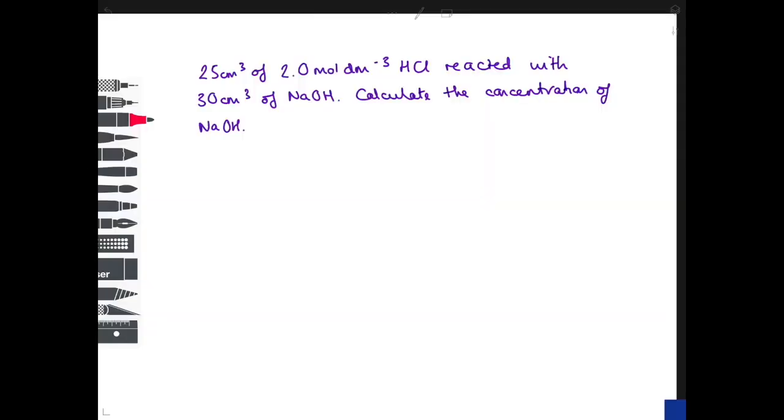Let's look at titration calculations now. So 25 centimeters cubed of 2 mole dm to the minus 3 hydrochloric acid reacted with 30 centimeters cubed of sodium hydroxide. Calculate the concentration of sodium hydroxide. You need your balanced symbol equation for this, which again I think they'll give you, but you do need to be able to do this as a separate skill, which is why I'm going to do it now. So the salt made is sodium chloride and water is the byproduct. Double check to see if it needs balancing, and it doesn't.